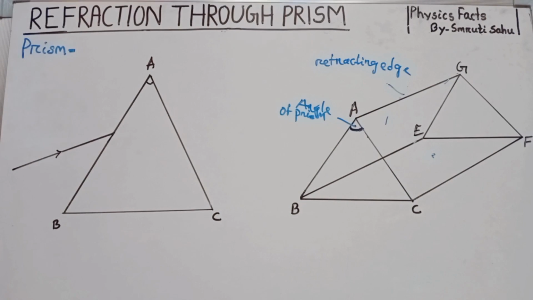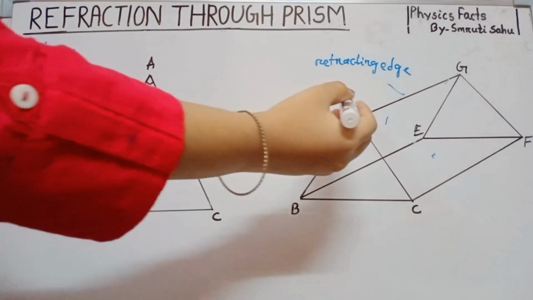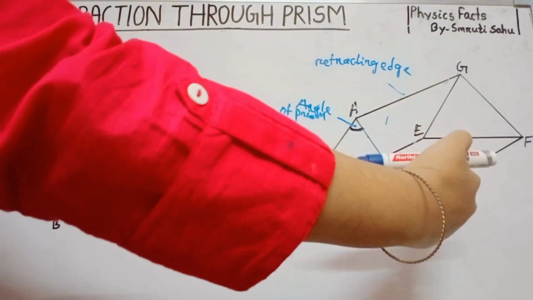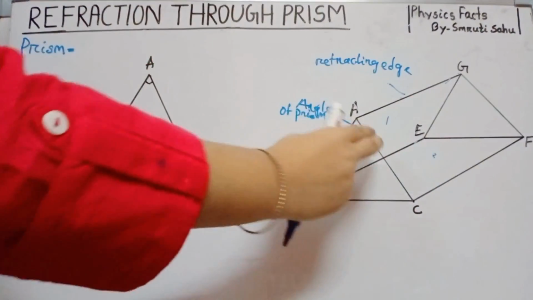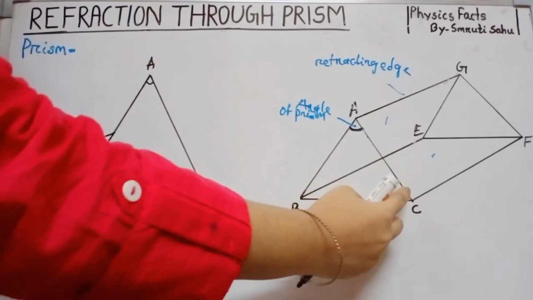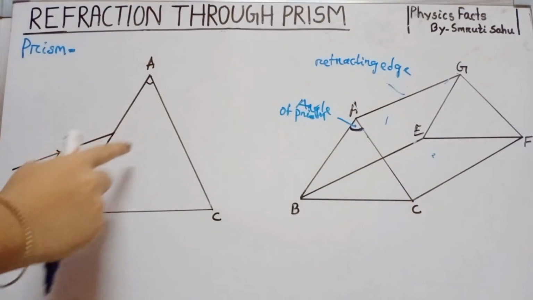Take a small principal section of the prism. That means we cut the refracting edge perpendicularly, like this. We cut this and take the principal section. This means section ABC, like here.